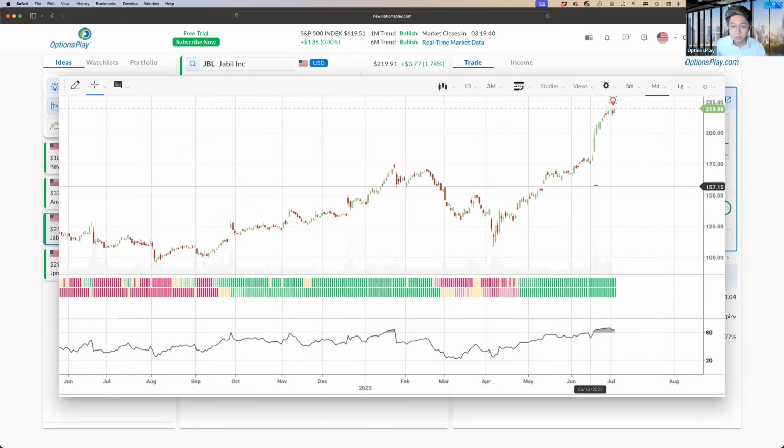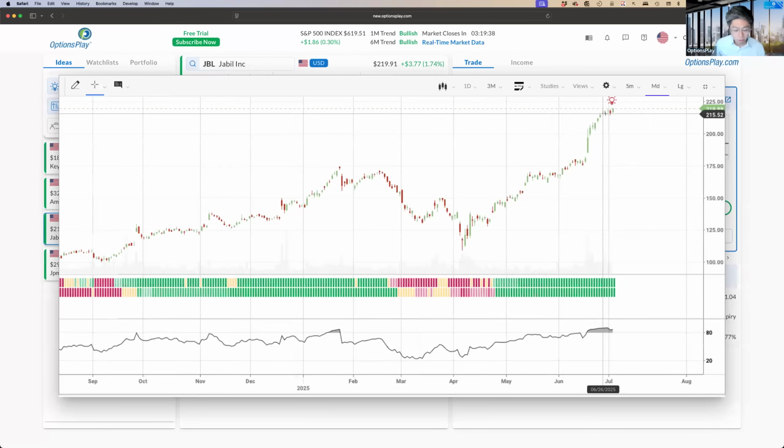JBL, maybe you can say there's a little bit of divergence here, but not enough, in my opinion. Just in the last few days, we see a higher high. Momentum didn't make a higher high, but that's so short. That's not enough, in my opinion, to go short here in this particular name.